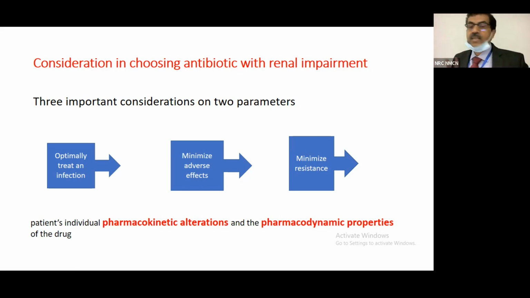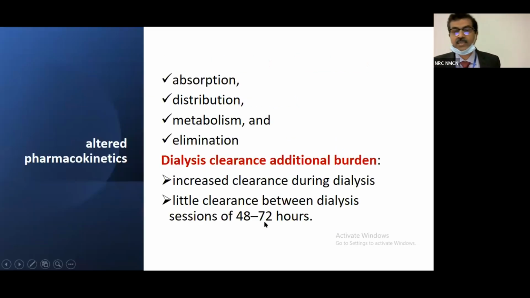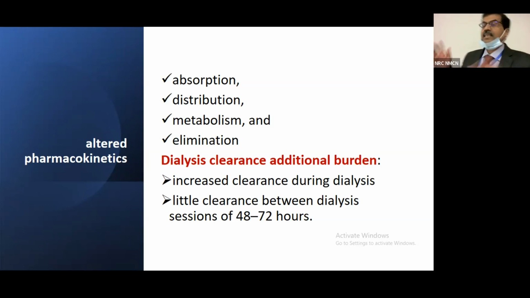And the two important parameters which we should consider, one is the pharmacokinetic alteration, other is pharmacodynamic. I think most of you might be remembering these two words, pharmacokinetic and pharmacodynamic, from your MBBS days. So what is pharmacokinetic? Just to recapitulate. Pharmacokinetic is how a medicine goes in, goes through and goes out. In medical terms, you can say absorption, distribution, metabolism, and then elimination from the body.